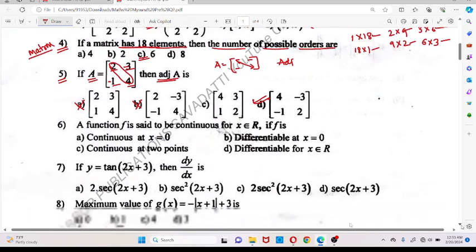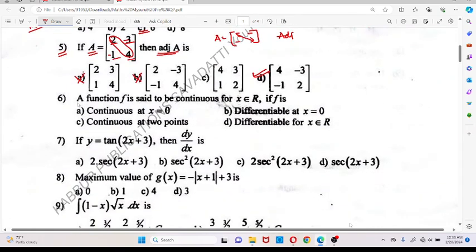And we'll go with the sixth question. A function f is said to be continuous for x belongs to R if f is, they ask. As by the definition we know that a function f is said to be continuous, then it must be differentiable for all x belongs to R. So without checking all the things, I will go with option D, that is, if it is differentiable for x belongs to R.